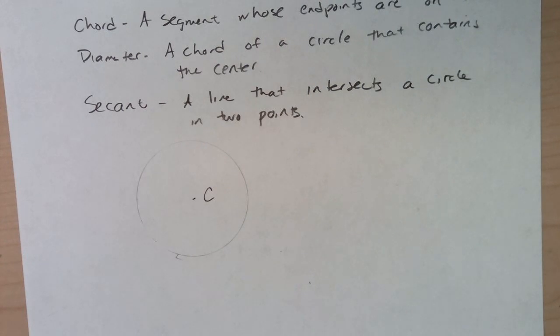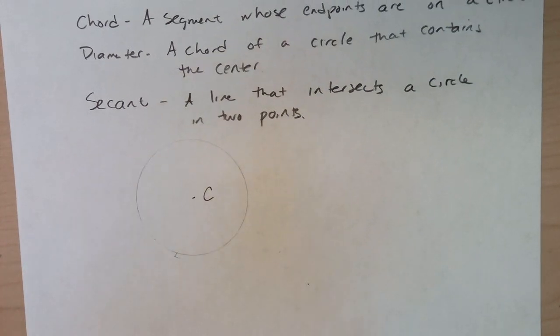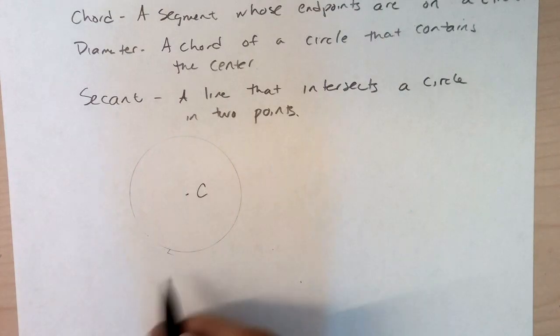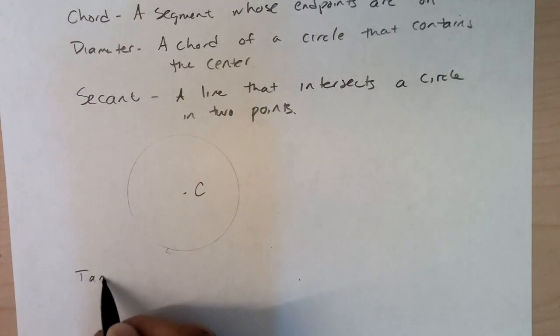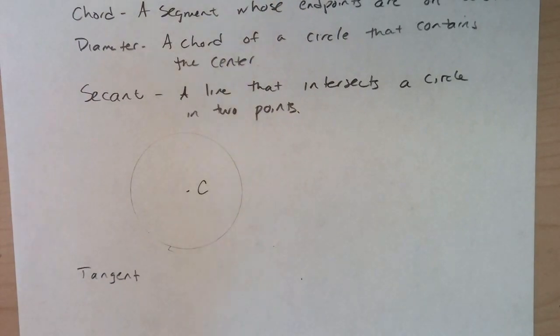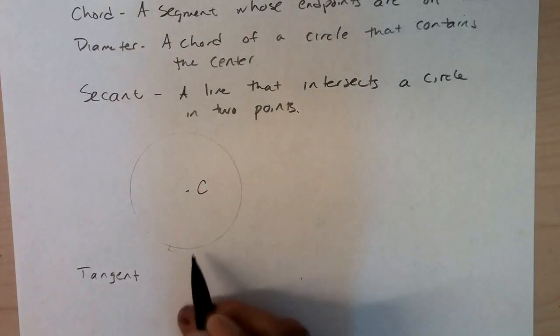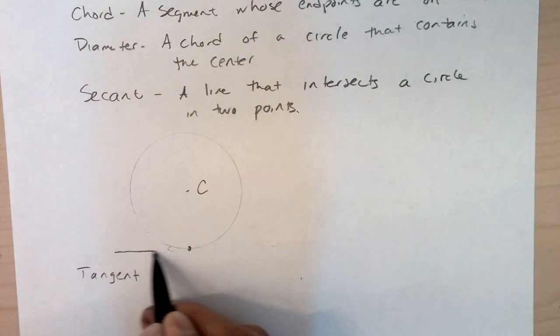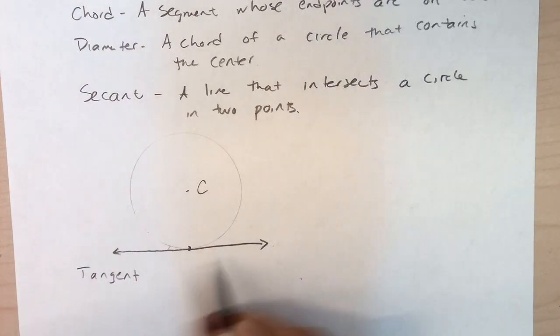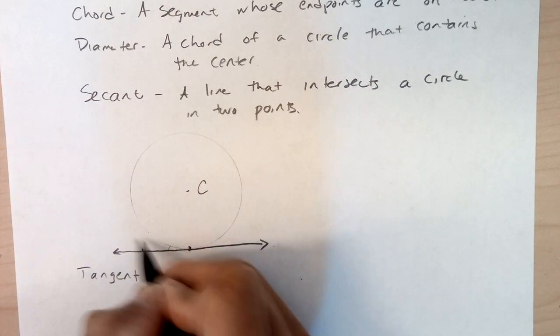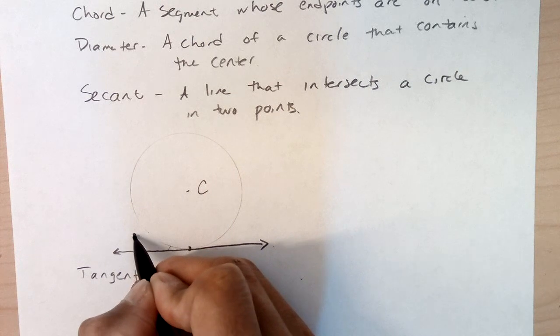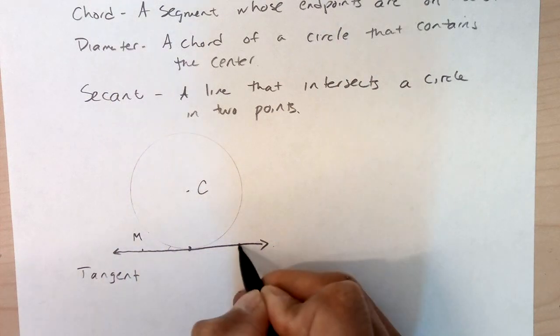And then another line that intersects a circle is a tangent. So sometimes words have two meanings. In this case, a tangent is not for a right triangle. It's not the side opposite over adjacent. A tangent for a circle is a line that intersects a circle just in one point. So this would be a tangent line. I can call a tangent line like MN.